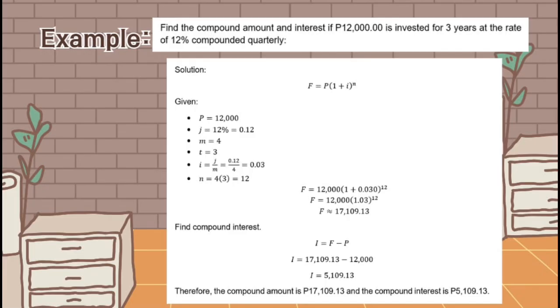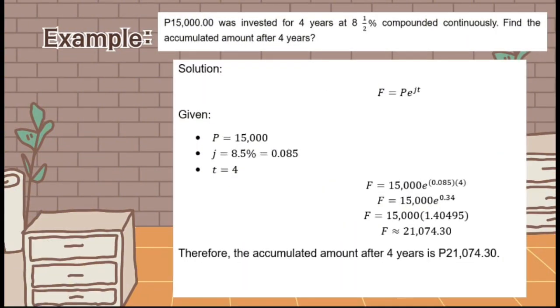Next is to find the compound interest. Using the formula, I equals F minus P. So substitute. I equals 17,109.13 minus 12,000. So we have 5,109.13. Therefore, the compound amount is 17,109.13 and the compound interest is 5,109.13.